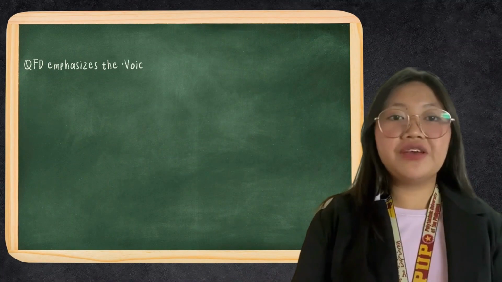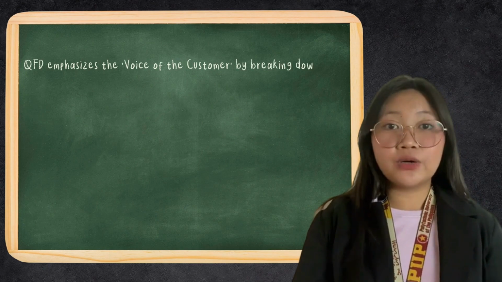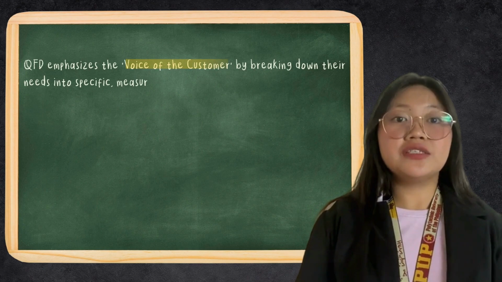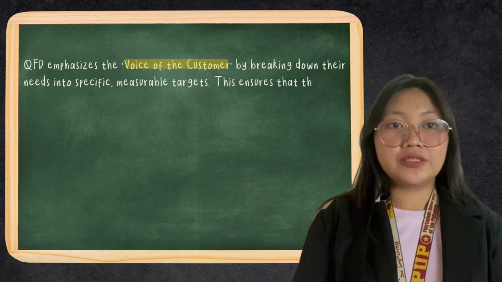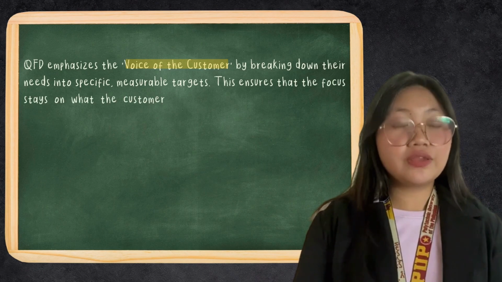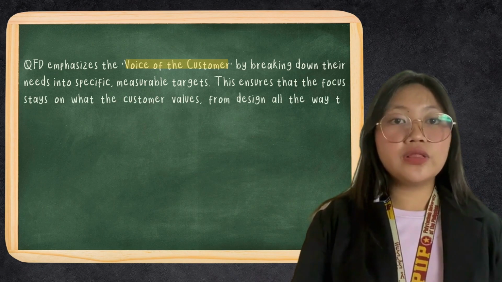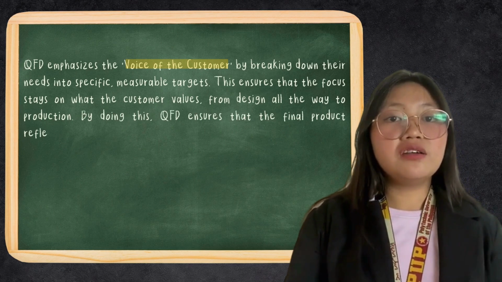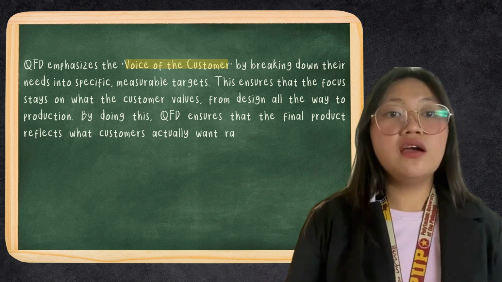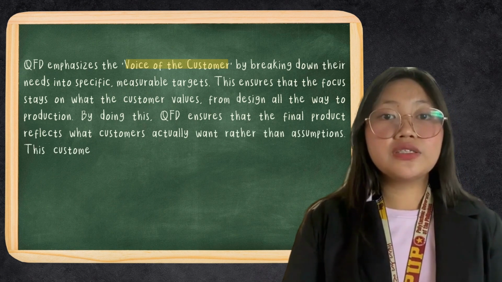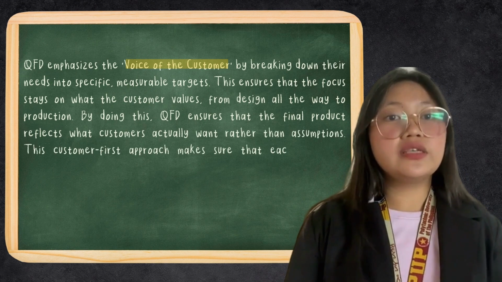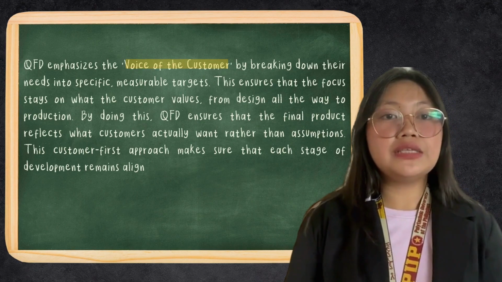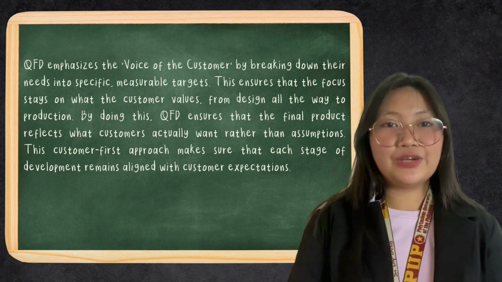Great answer. So QFD emphasizes the voice of the customer by breaking down their needs into specific, measurable targets. This ensures that the focus stays on what the customer values from design all the way to production. By doing this, QFD ensures that the final product reflects what the customer actually wants rather than assumptions. So this customer-first approach makes sure that each stage of development remains aligned with the customer expectation.